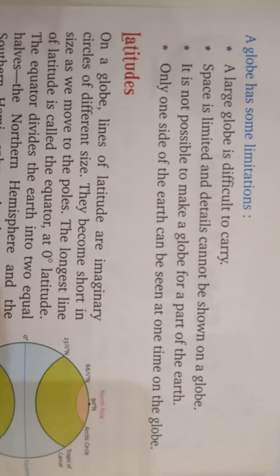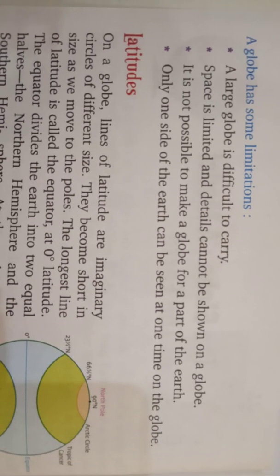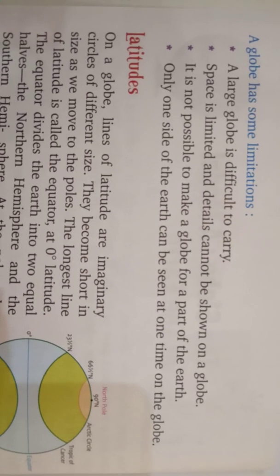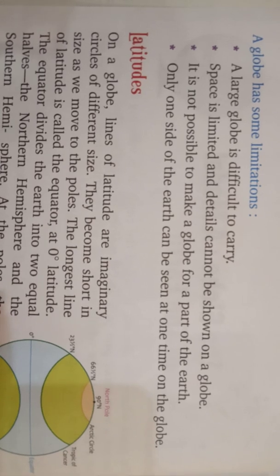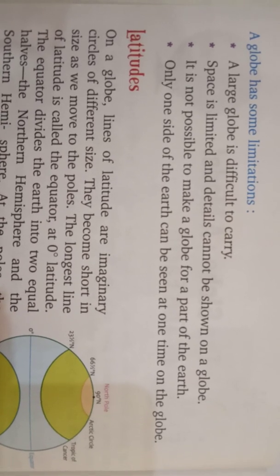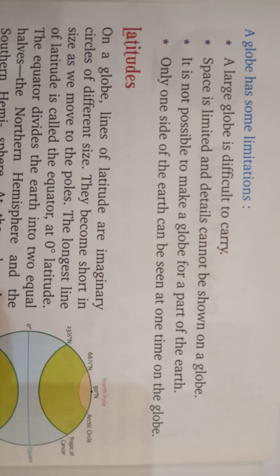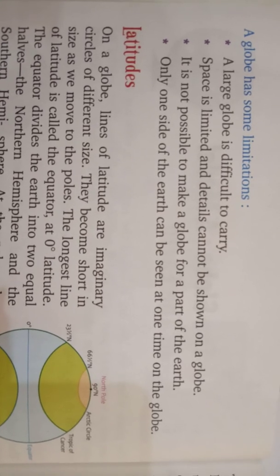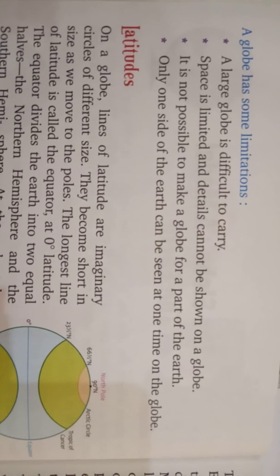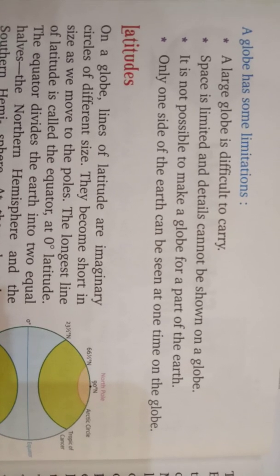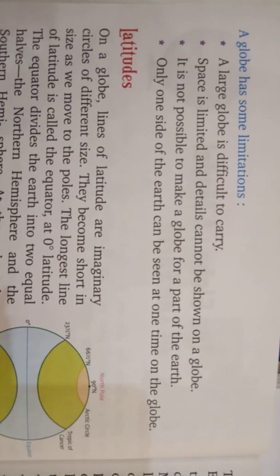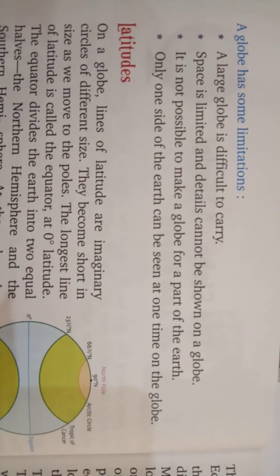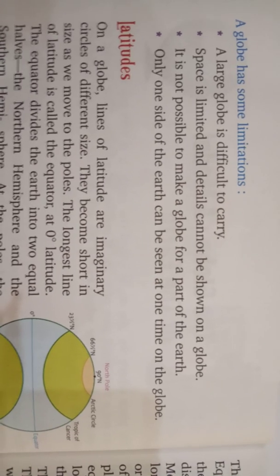There are some limitations of a globe. A large globe is difficult to carry. Space is limited and details cannot be shown on a globe. It is not possible to make a globe for a part of the earth. Only one side of the earth can be seen at one time on the globe.